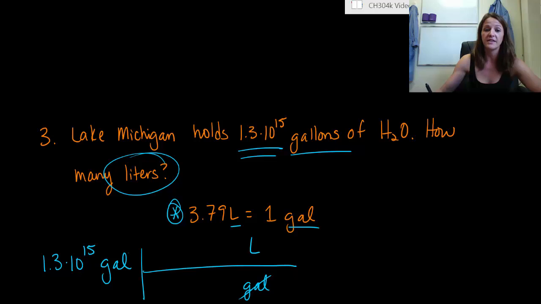So we have gallons on the bottom, that's going to cancel out. Liters on top, we just need to put our numbers in. 1 gallon is equal to 3.79 liters. Gallons cancel out, left with liters. All you have to do is multiply these together.